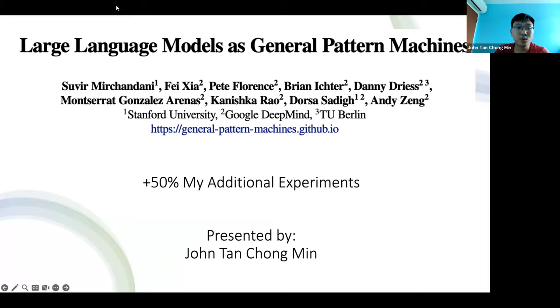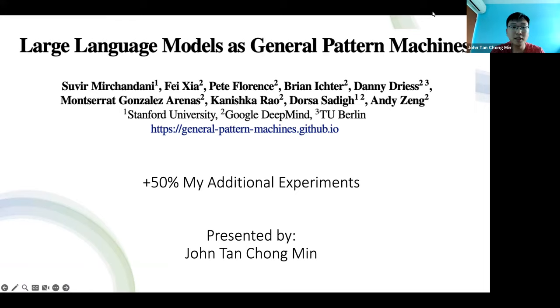Today, we'll be discussing one of the more recent papers that tries to use large language models as general pattern machines. So this is a bit different from the traditional sense of a large language model, because usually we think a large language model is about completing words, completing text, like "I am a", then you fill in the blank, like "I am a student", or "the cat sat on the mat." So these are the typical use cases of large language models.